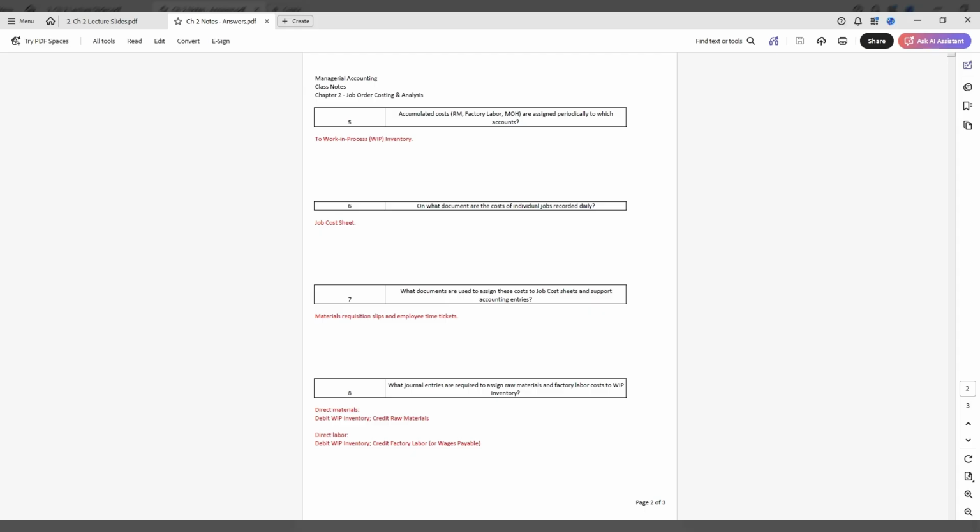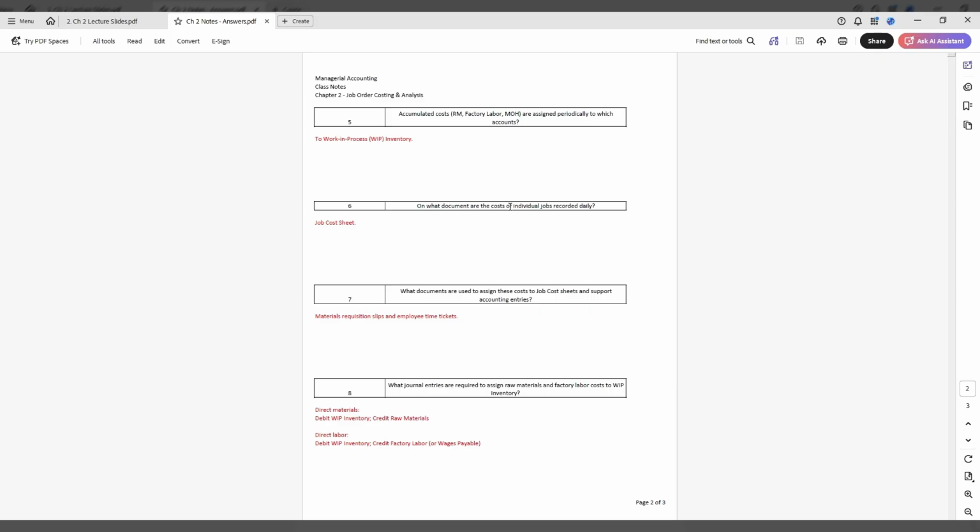Maybe this will help me navigate just so I can go back to the specific spots. So here, this is all going to go into goods in process, but WIP, work in process. And then it goes into finished goods eventually, from WIP to finished goods. So number 5, accumulated costs, how are they periodically assigned to which accounts? That would be to work in process inventory.